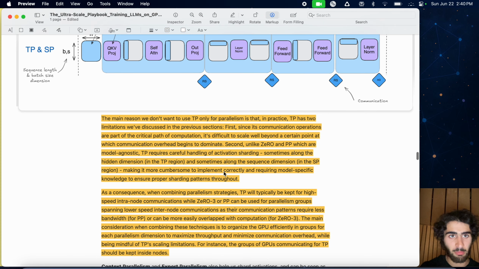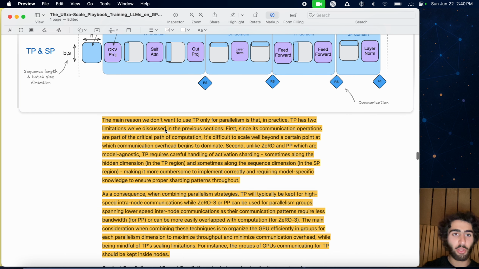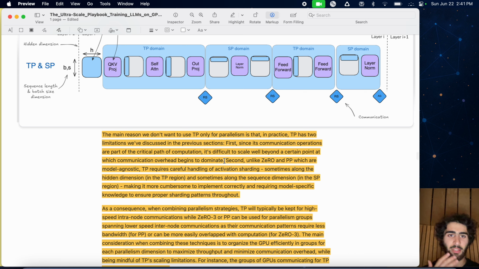Now, what did the authors say about tensor parallelism and sequence parallelism? The main reason we don't want to use TP alone is because in practice, tensor parallelism has two limitations we've discussed in previous sections. First, since its communication operations are part of the critical path of computation, I assume this means within the residual stream, but I'm not entirely sure what is meant by critical path of communication. It's difficult to scale well beyond a certain point at which communication overhead begins to dominate. I assume they're saying that, since it is a strategy which with high scaling also requires increasingly much more communication.